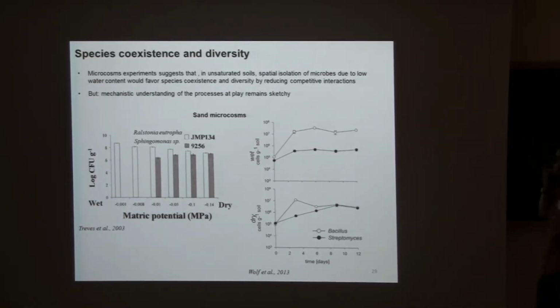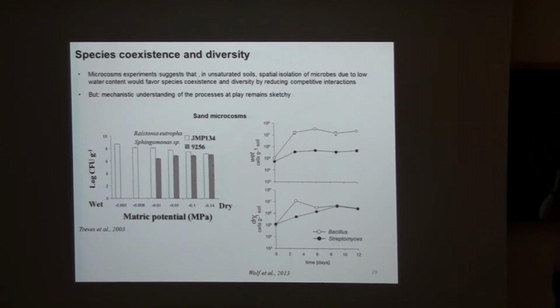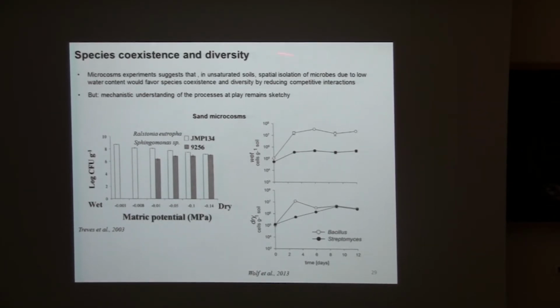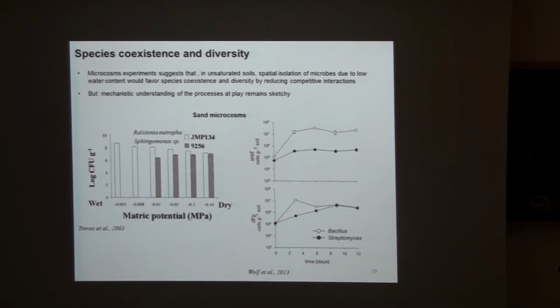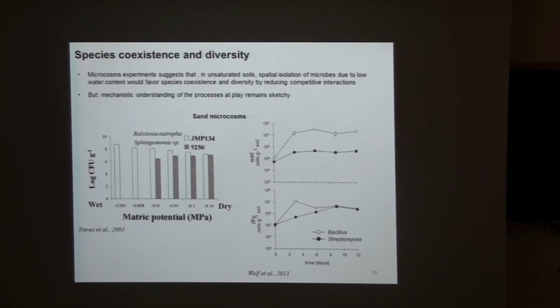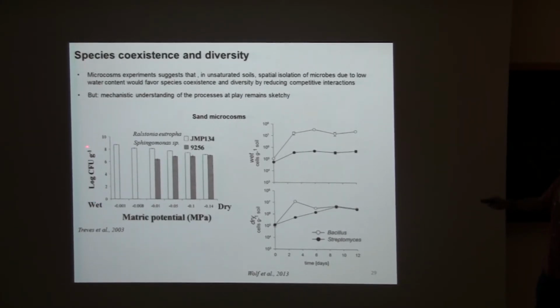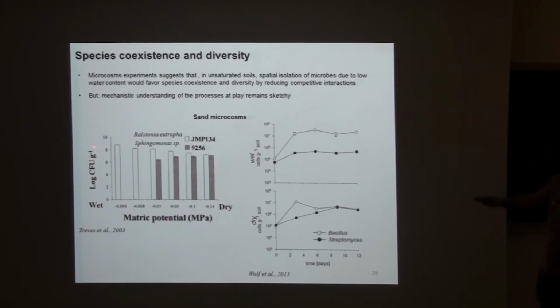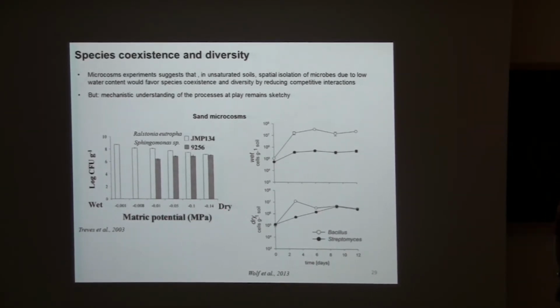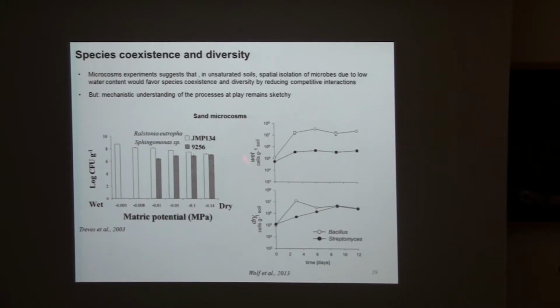Just a word now about species coexistence and diversity. Here, most of the information comes from microcosm experiments, and there's some interesting ideas. For instance, that the spatial isolation of the microbes, due to the changes in water content, will have an influence on their coexistence and diversity. Here, an experiment where they looked at log CFU, just a number of bacteria, and they had just 2 species, the white species here, gray species, as a function of matric potential. Under wet conditions, they found only 1. That means that the other was excluded by competition. But as the soil dried, they found both.